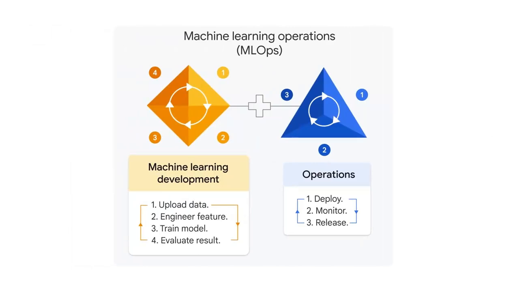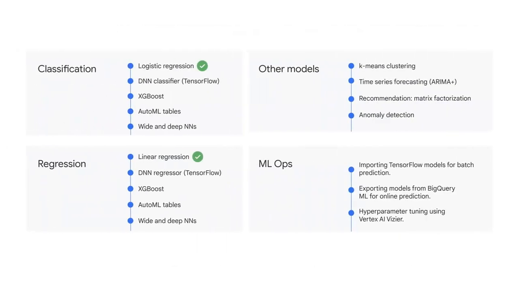MLOps turns your ML experiment to production and helps deploy, monitor, and manage the ML models. You'll learn more about MLOps later in this course. You are recommended to start with simple options such as logistic regression and linear regression, and use the results as a benchmark to compare against more complex models such as DNN, deep neural networks, which take more time and computing resources to train and deploy.